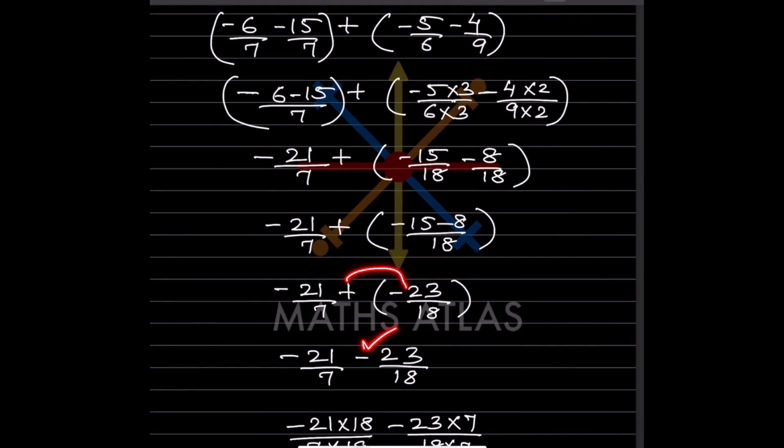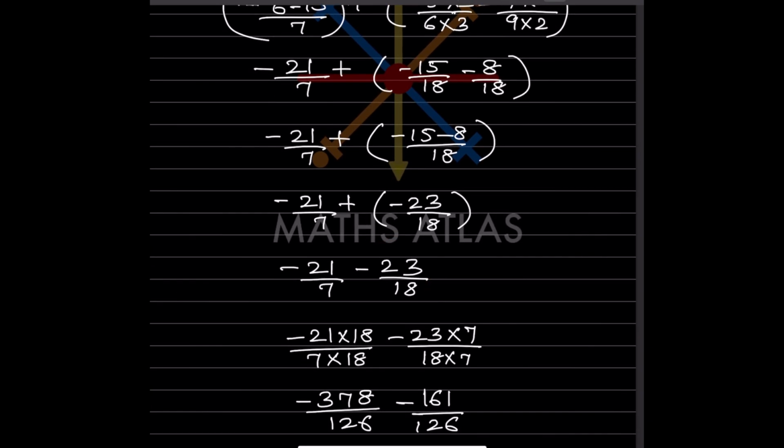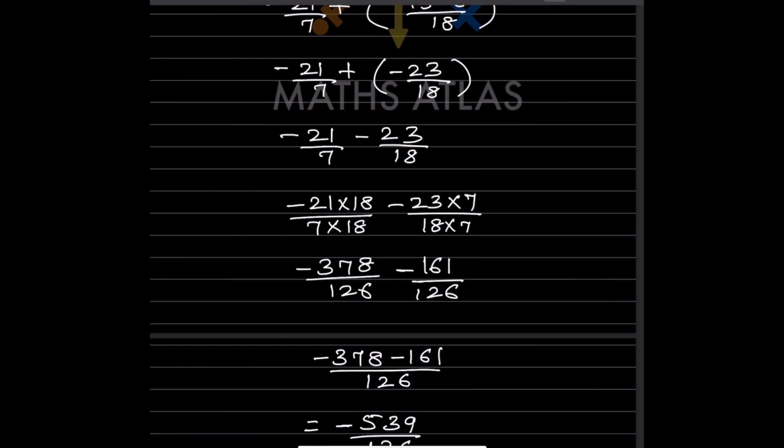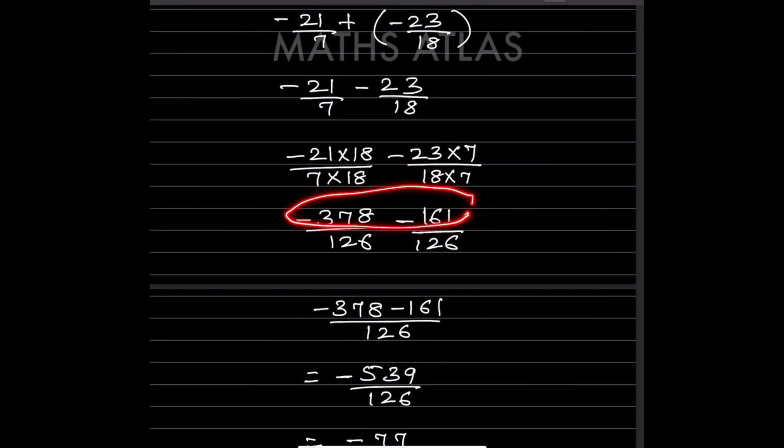So plus minus is minus over here, minus 23 by 18. Now here, the LCM of 18 is going to be 126. You can also check the LCM later. So when you multiply this, that will be minus 378 by 126 and 161 by 126. So when you add this together, that will be over 126.